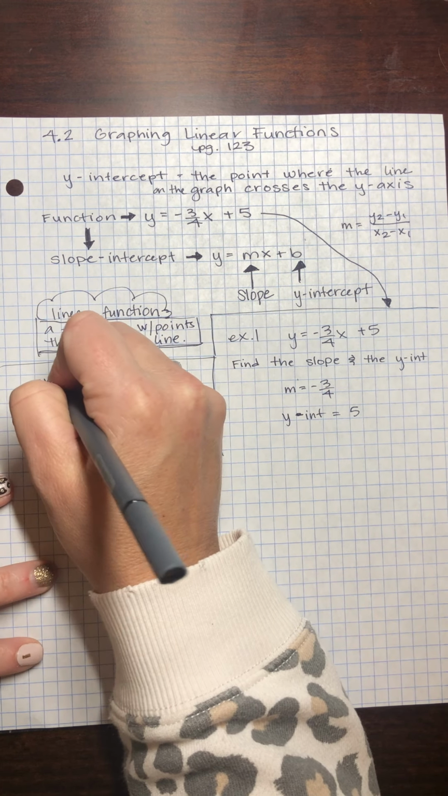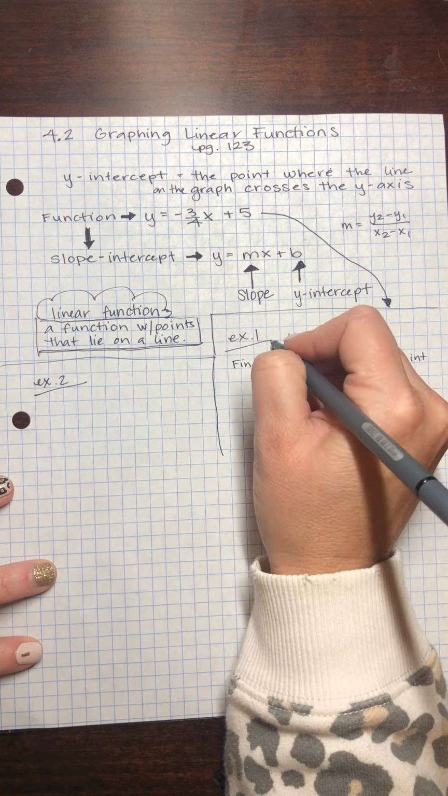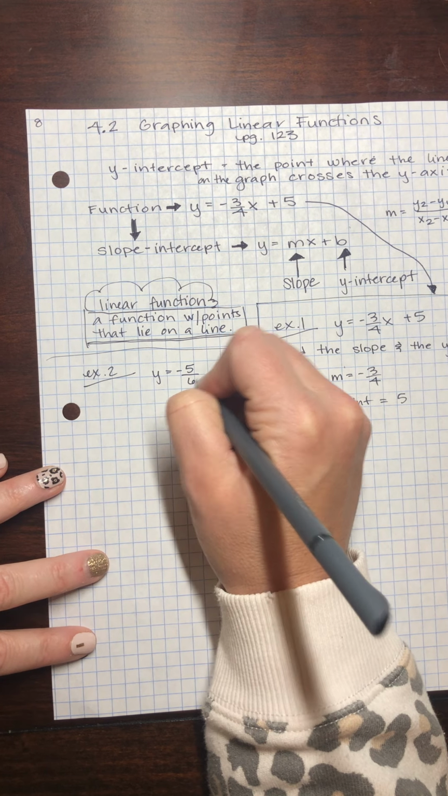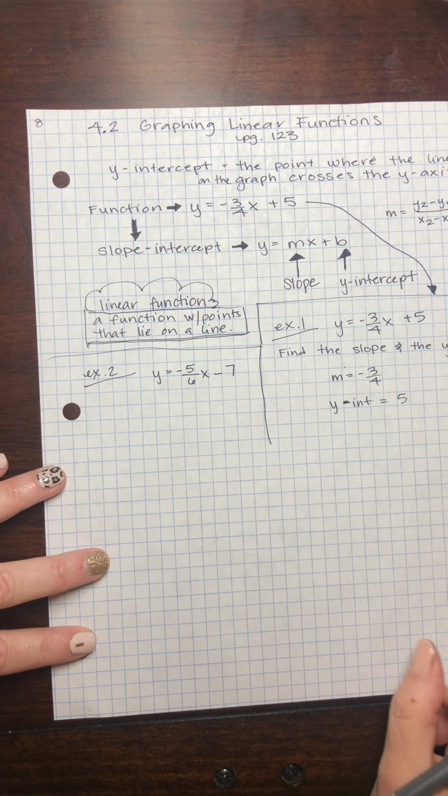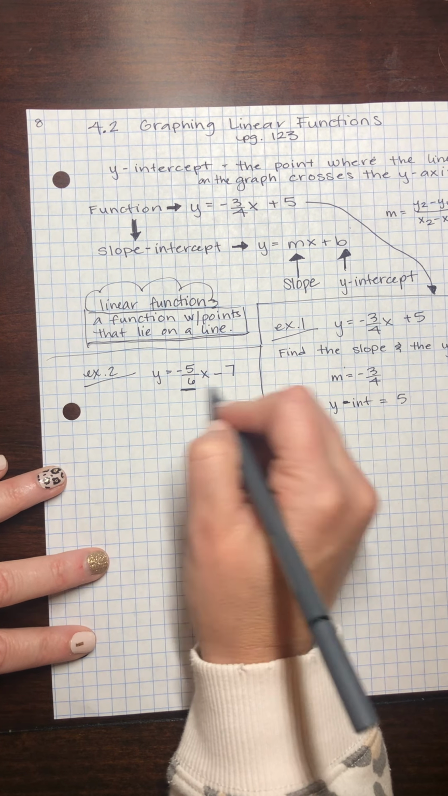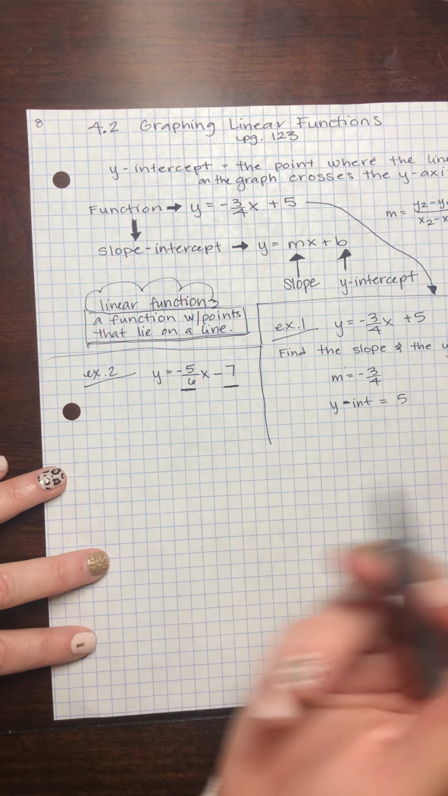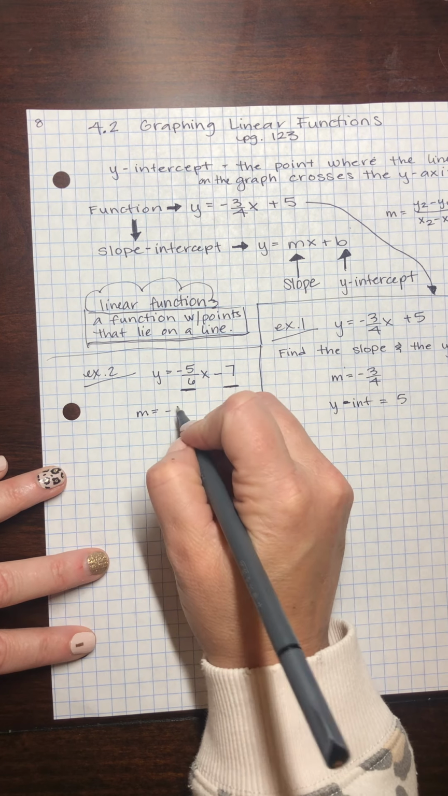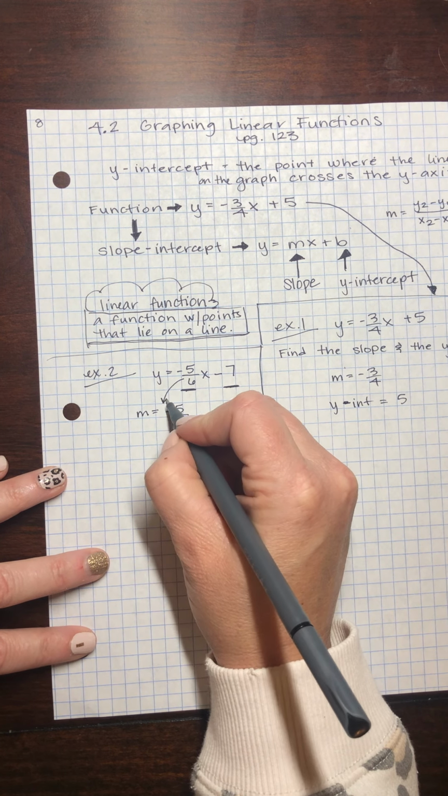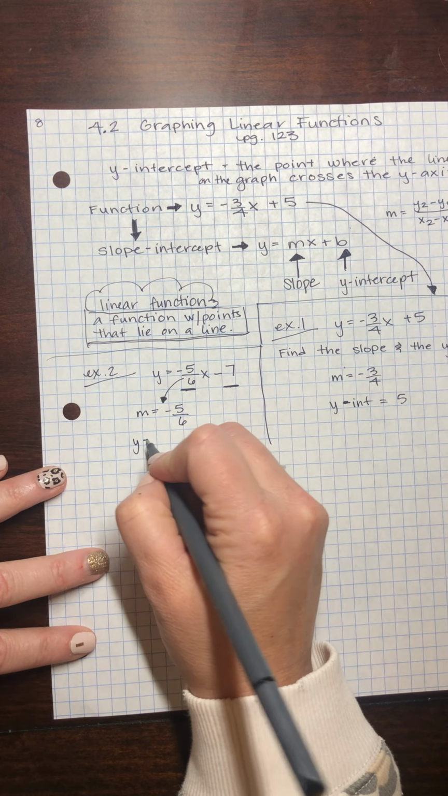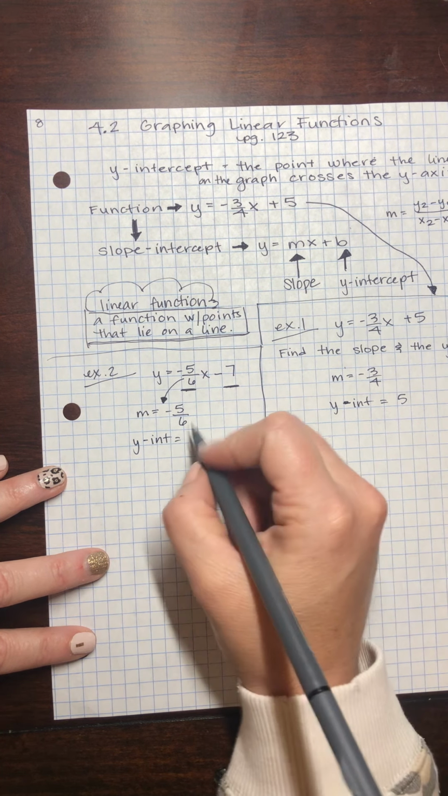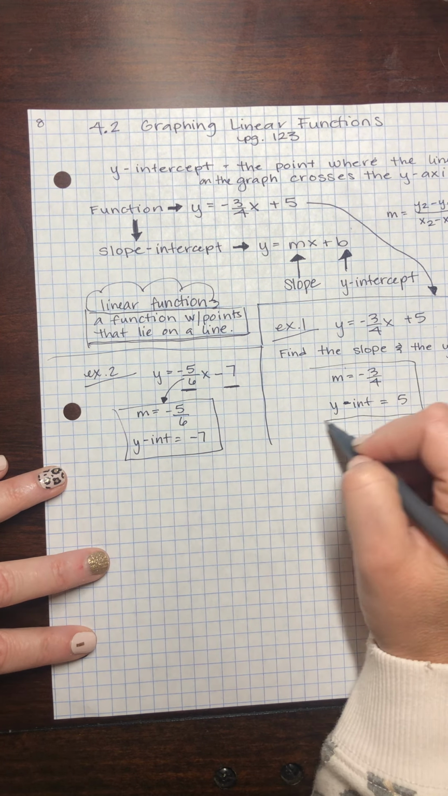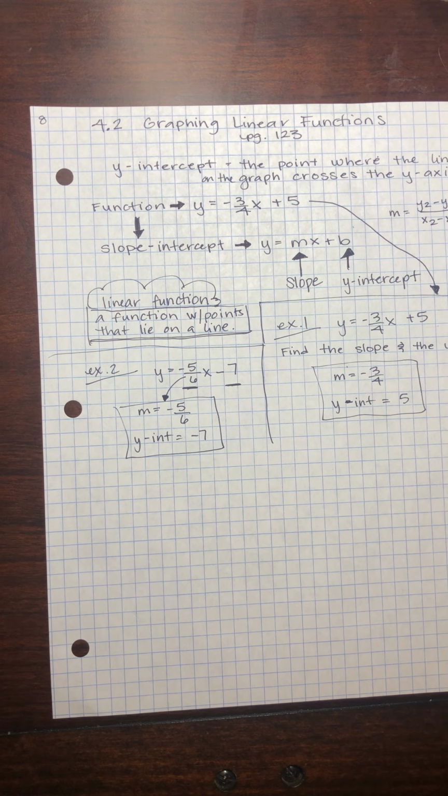Let's say, for example 2, we have y equals -5/6 x minus 7. Again, we need to take these two numbers and determine which one is which. So m, the slope, is our first one, so it's -5/6. And the y-intercept is our second one, which is -7. This is the first part of our lesson today. Okay, simple.